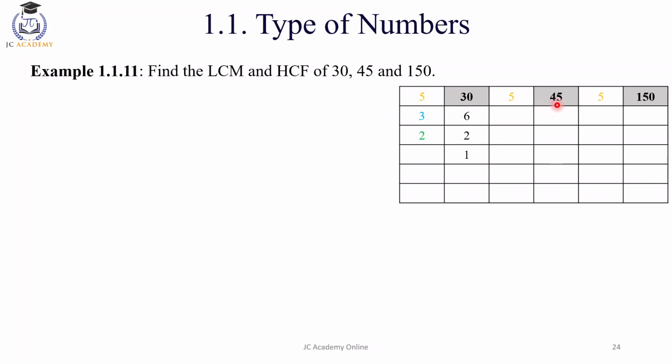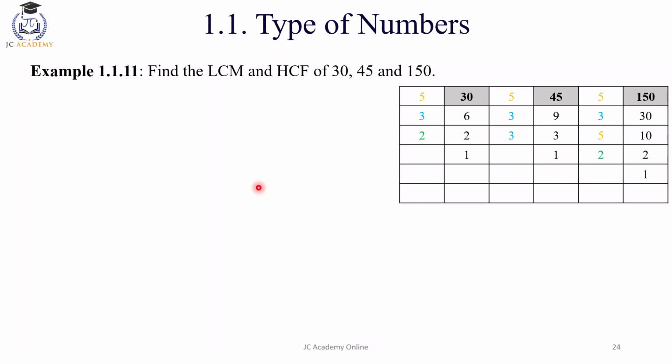So we stop. Then for number 45, we have 45 divided by 5 gives us 9. 9 divided by 3 gives us 3. 3 divided by 3 gives us 1. And then we have 150 divided by 5 gives us 30. 30 divided by, we could have just done 5 again, but we did divide by 3 gives us 10. 10 divided by 5 equals 2. 2 divided by 2 equals 1.